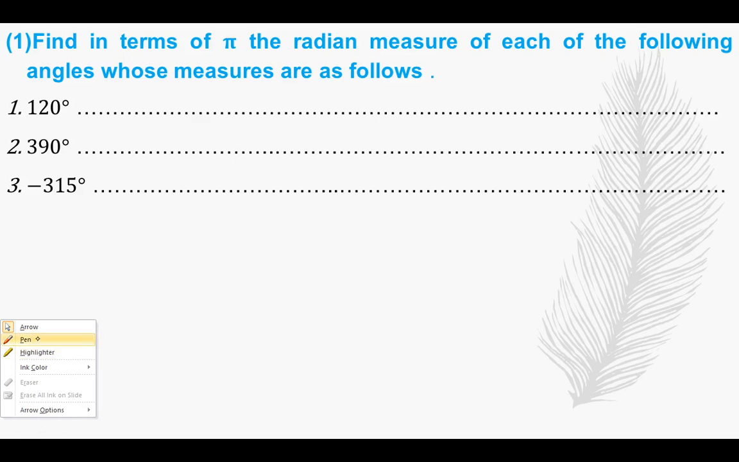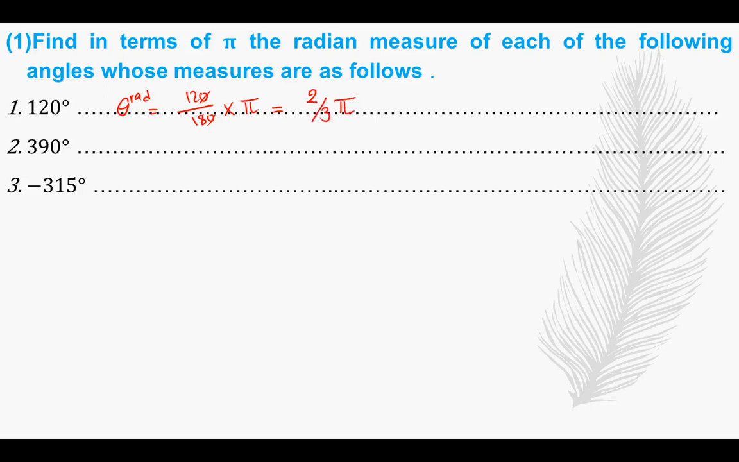To find the radian measure, for 120, we want to find theta radian. Theta radian equals 120 divided by 180 multiplied by pi. Here we want the answer in terms of pi, so we will write pi as it is and simplify only 120 over 180. Zero cancels zero. Divided by 6, it will be 2. Divided by 6, it will be 3. So the result will be 2 over 3 pi radian. So 120 degrees is equivalent to 2 over 3 pi radian.